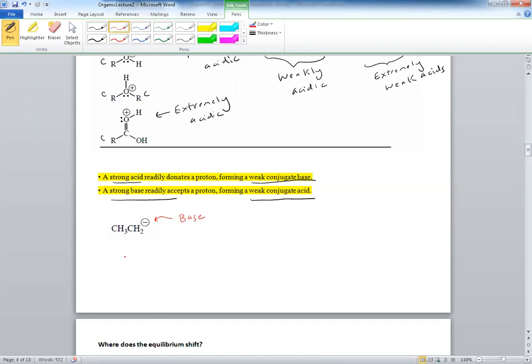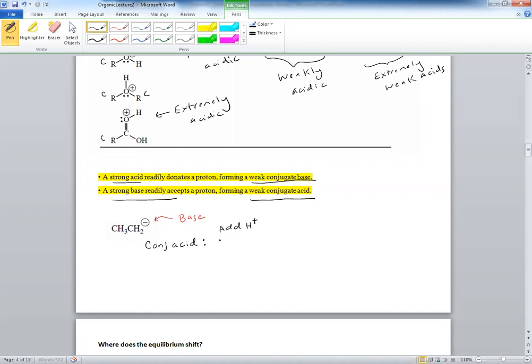Now, what you need to do next is, if it's a base, you need to actually write its conjugate acid and determine its pKa after that. So the conjugate acid of this, let me show you how to do that. You are expected to know how to draw conjugate acids and bases from Gen Chem, and you can use that here. But the idea is that anytime you have a base and you want to draw its conjugate acid, you have to add H plus.